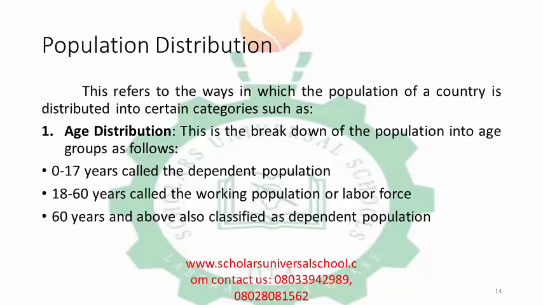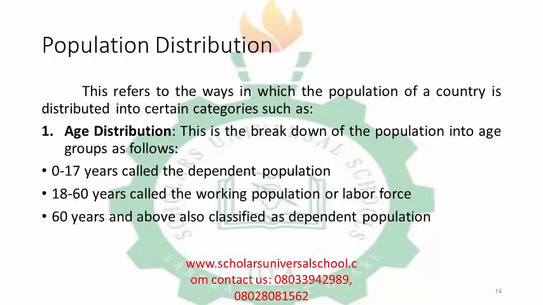So we have dividing them into different categories using their age. People from the ages of 0 to 17 years are classified under the dependent population. Then we also have ages from 18 to 60. People between the ages of 18 years to 60 years are classified under the working population or the labor force. Then we have from 60 years and above, 60, 70, 80 and above, people within that age range being classified as a dependent population.